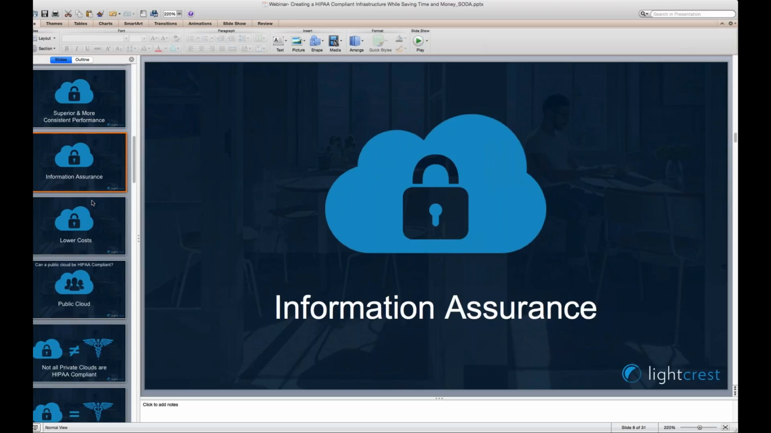And a private cloud is very conducive to information assurance because you know exactly where your data lives, and you know exactly, depending on your service provider, who has access to it. Here at Lightcrest, we do provide audit trails as to what individuals are on the access list to get into that data, what times those servers were accessed physically and logically. And those are things that are important to have if you're going to maintain a secure HIPAA compliant environment.